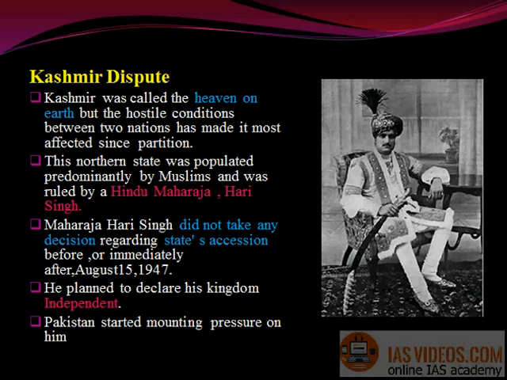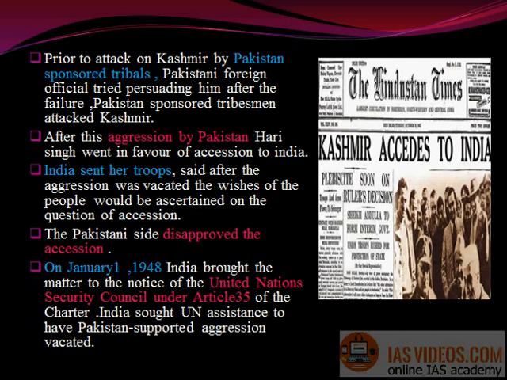Pakistan started mounting pressure on him. Prior to the attack on Kashmir by Pakistan-sponsored tribals, a Pakistani foreign official tried persuading him. After the failure, Pakistan-sponsored tribesmen attacked Kashmir. After this aggression by Pakistan, Hari Singh went in favor of accession to India. India sent her troops, and said that after the aggression was vacated, the wishes of the people would be ascertained on the question of accession. The Pakistani side disapproved the accession.